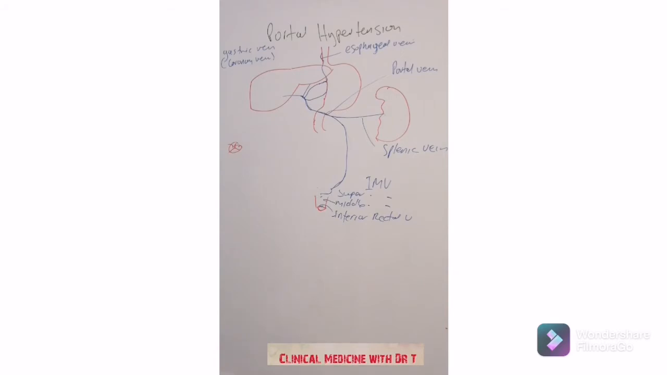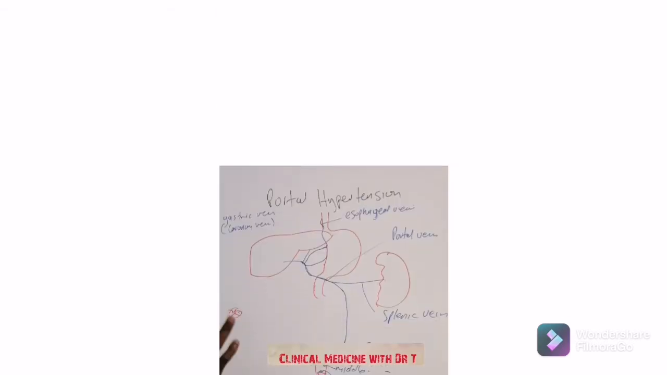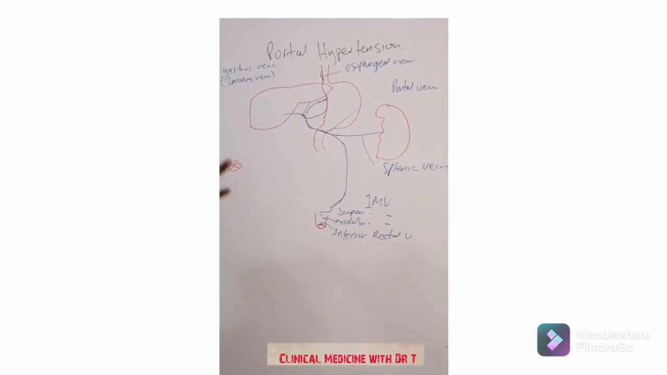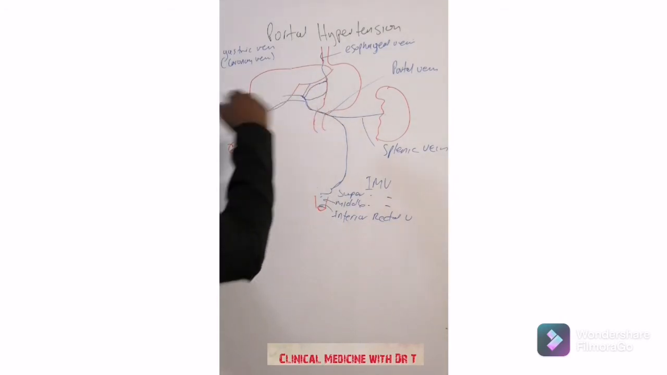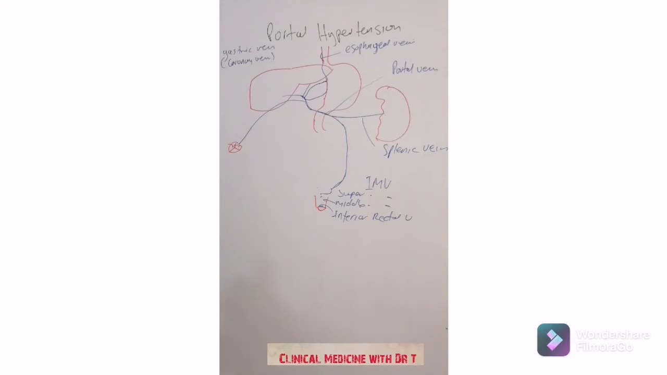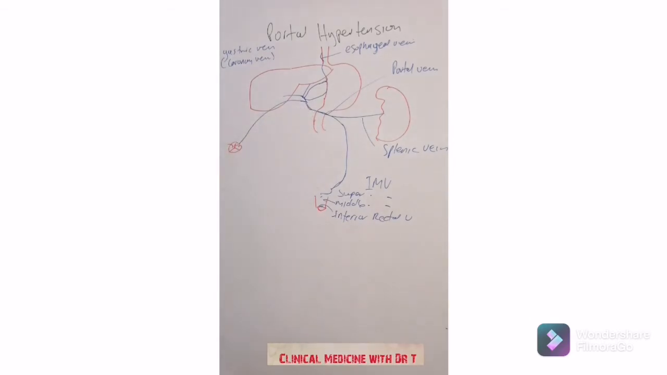Then also from there, there's a lot of variation. Some people will tell you that the umbilical vein is directly from the portal. Some will say it's from the right or the left portal vein, but it doesn't really matter. So you've got the umbilical vein there.